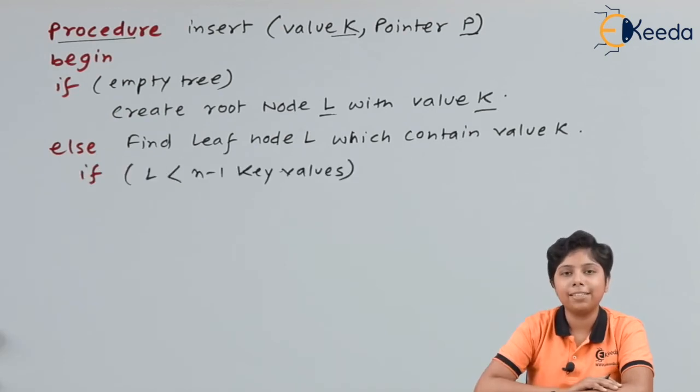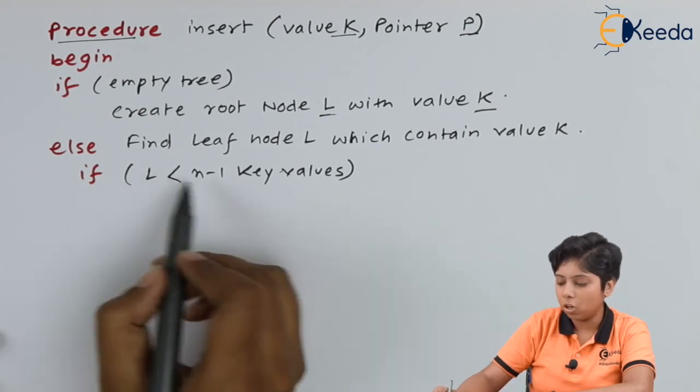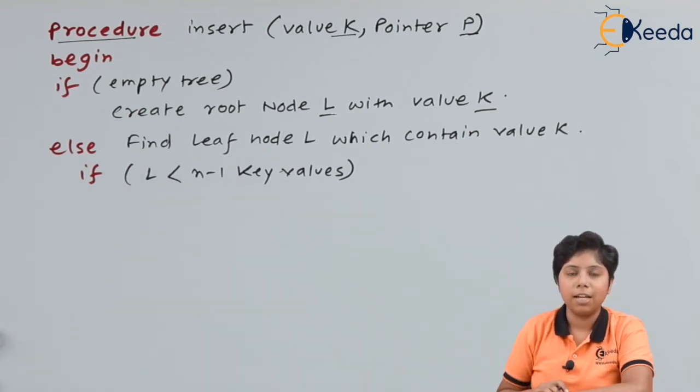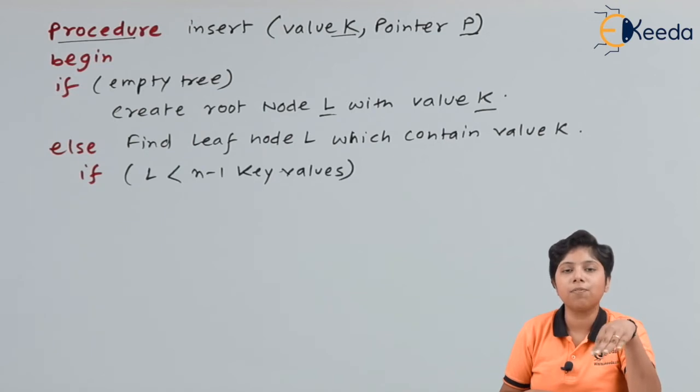Now suppose n is the number of pointers that can be allocated in a node and L has n-1 key values. That means if n is 4, then we can accommodate 3 values in a particular node. If there are already 3, then we cannot insert it. And if there are fewer than 3, then we can just insert the value v into the leaf node L. Otherwise, we need a split.